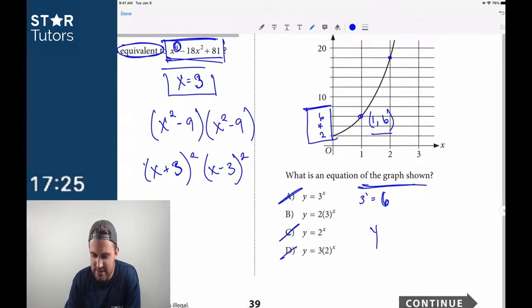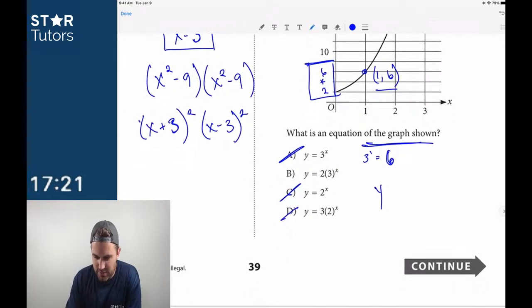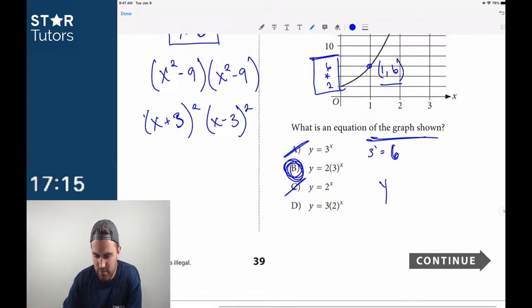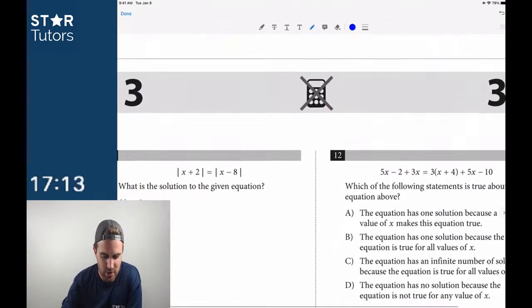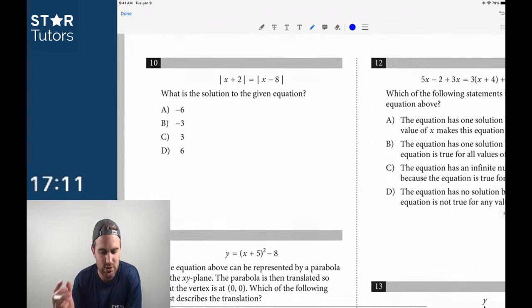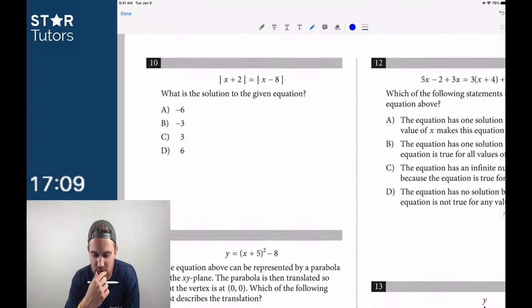So right up here we have 18 and 2, so 2, 18. Let's see if D works. I think it's B. Yeah, it is B. 2 to 8, 9. Yeah, it's got to be B. Number 9. Doing good on time. We've skipped some questions. What is the solution to the given equation? We've skipped some questions here.